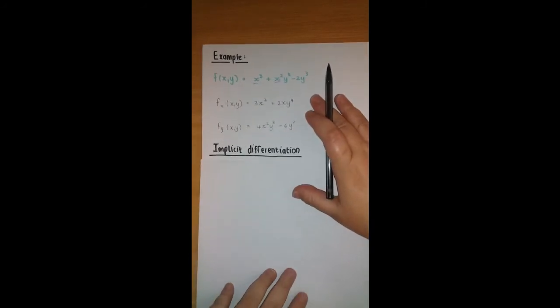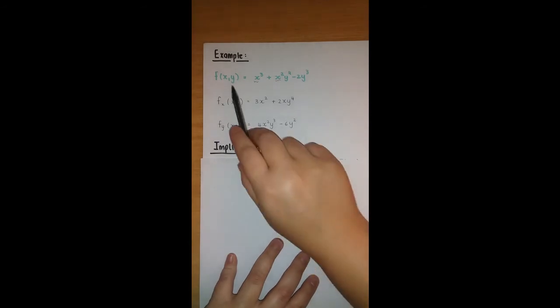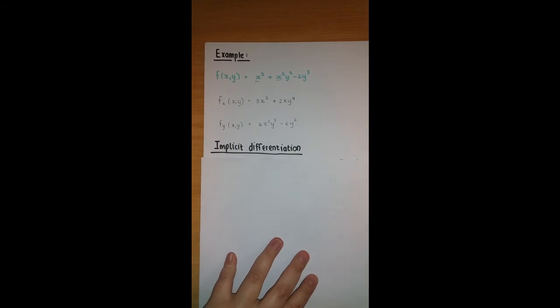Now let's look at implicit differentiation. It's all nice when you have your dependent variable on one side and your independent variables on the other.